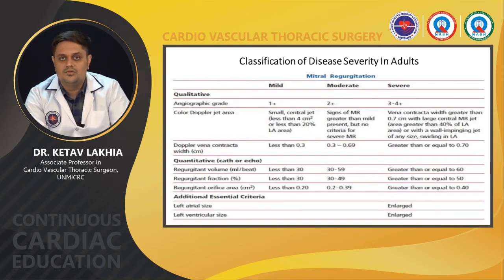Now coming to the classification of disease severity in adults, we have already seen various parameters on echo. Just to add, the Doppler vena contracta width would be less than 0.3 in mild, 0.3 to 0.69 in moderate, and more than or equal to 0.7 in severe cases. The rest of the parameters we have already seen. However, in severe cases, the LA and LV size would be enlarged.